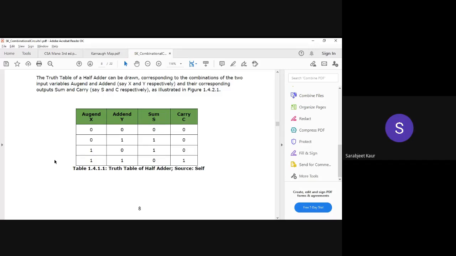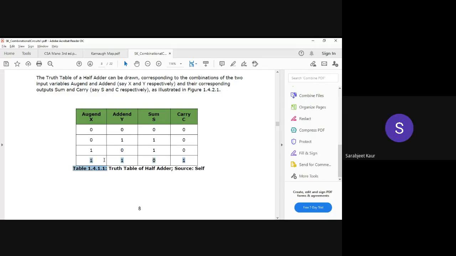Okay, so what you can see here is the truth table. So this is the augend, this is the addend. And so for 0, 0, the sum was 0 and the carry was also 0. In the next case, augend is 0, addend is 1, the sum is 1 and the carry is 0. Same is the case for the third row, yes or no? Yes, ma'am.